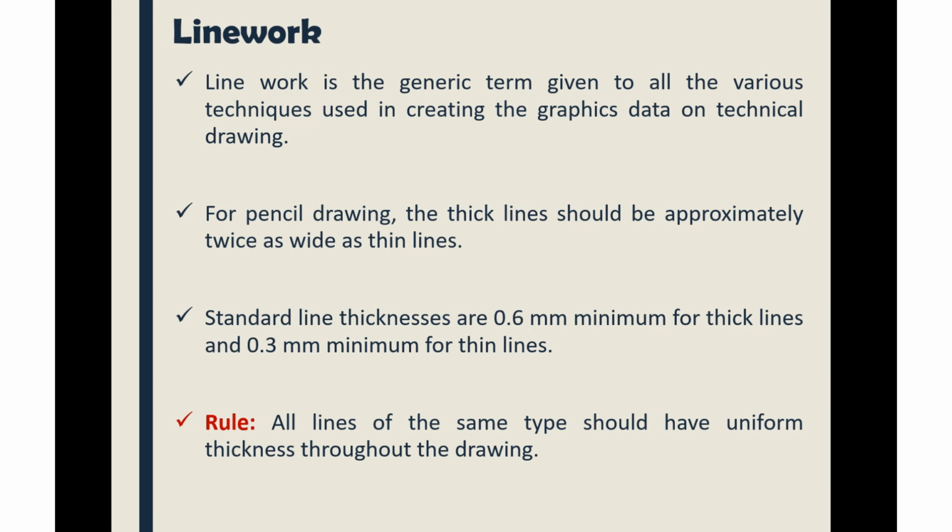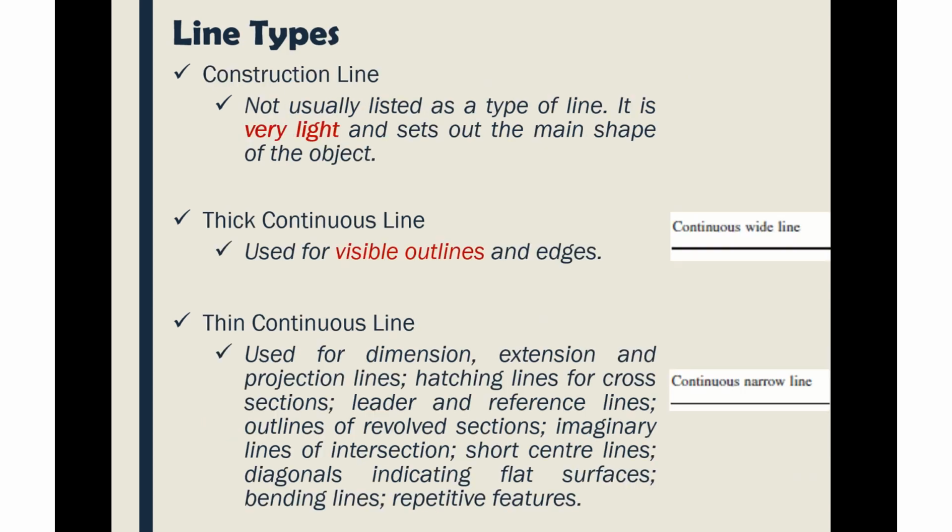All lines of the same type should have the same thickness throughout the drawing. So if we are in a drawing where you have outlines, all outlines must have the same thickness. Or you have dimension lines, all dimension lines must have the same thickness. All hidden lines must have the same thickness. And the same thing, all construction lines must have the same thickness. Having different thickness for each of these lines communicates a wrong idea to the end user of the drawing, and could make your work inaccurate, and also affect the quality of the drawing.